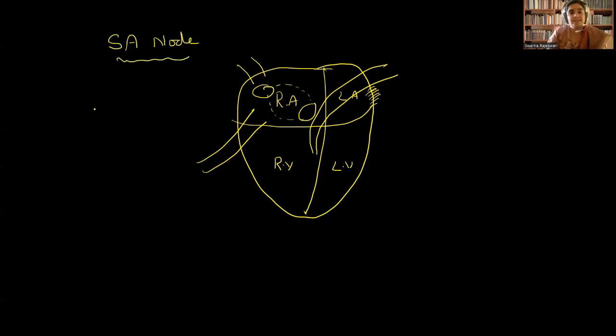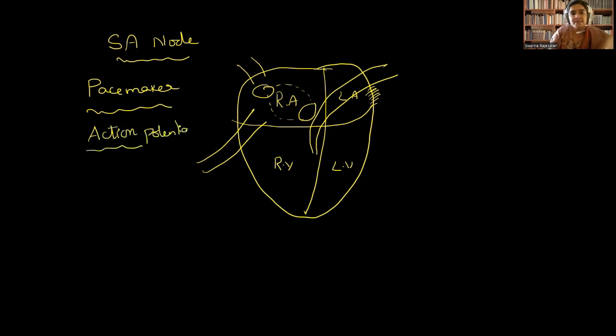This SA node, the sinoatrial node, is called the pacemaker of the heart. It is called the pacemaker of the heart. It is the only one which is initiating the heartbeat. So it is called the pacemaker of the heart. It is due to the action potential which is generated.